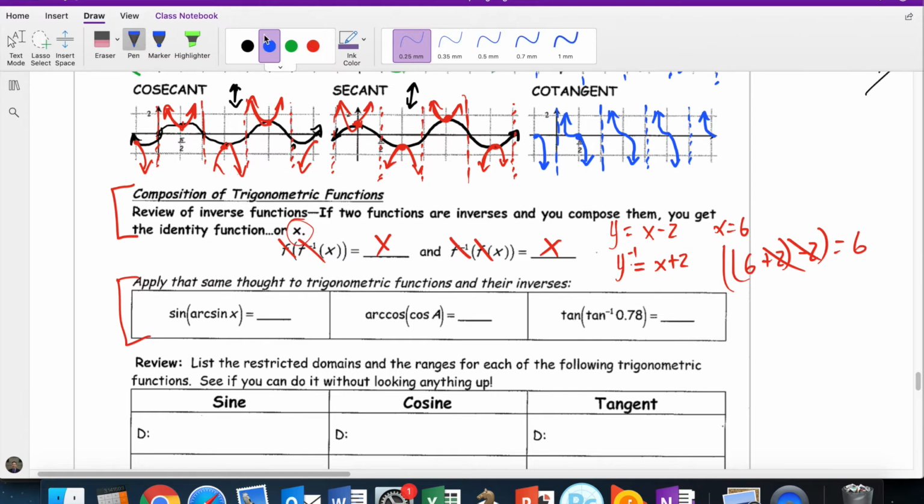So tell me, what would be the answer to that first problem? The sine of the arcsine of x. It would be just x. Why? Because the sine and the arcsine cancel each other out. Catherine, what is the arcsine of cosine of A? Yeah. Why? They cancel each other out. All right. Anybody? Tangent of the inverse tangent of 0.78. What would be the answer? 0.78. Why?